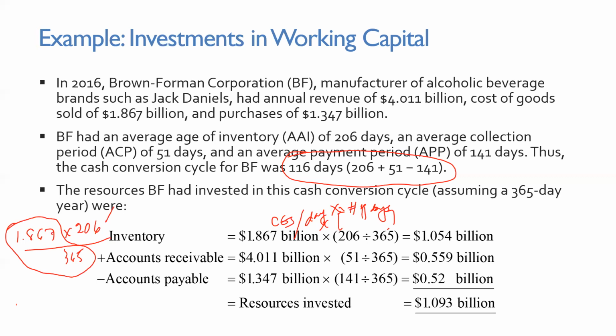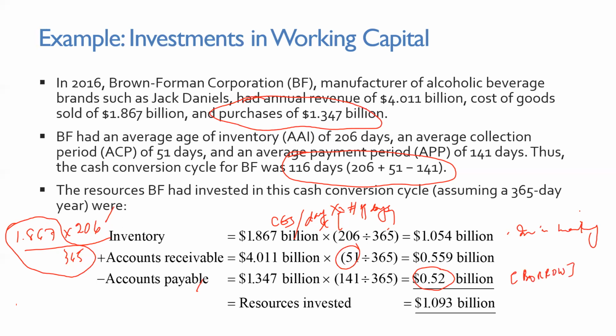And since it is stuck in inventory, then it's considered an investment in inventories. Now, looking at this company, if you got the AR sales per day, right, and multiply it by the average collection period, that's the amount of funds stuck in receivable. No? Ito namang payable, 1.347 billion is the amount of purchases per day times 141. Ito yung portion of your current assets that you were able to borrow.